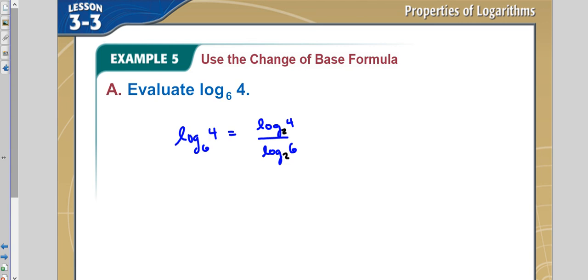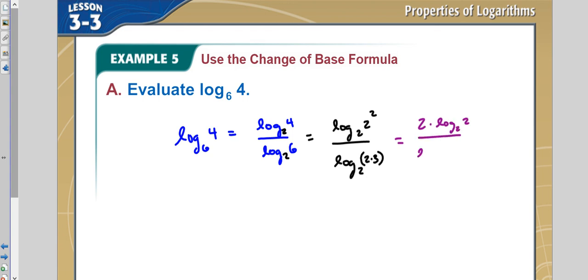Because you could actually rewrite this and say that this is equal to log base 2 of 4, which is the same thing as 2 squared, over log base 2 of 3. Now why would I want to do that? When I use the power property, the 2 comes out, so it's 2 times log base 2 of 2 over, this is the same thing as log base 2 of 2 plus log base 2 of 3.